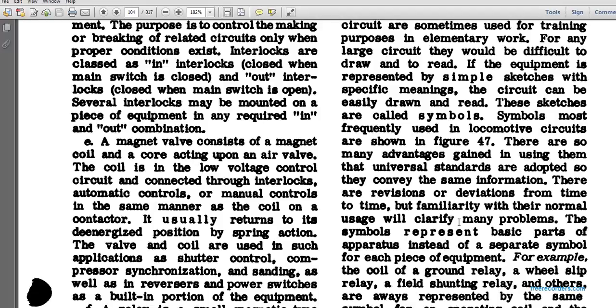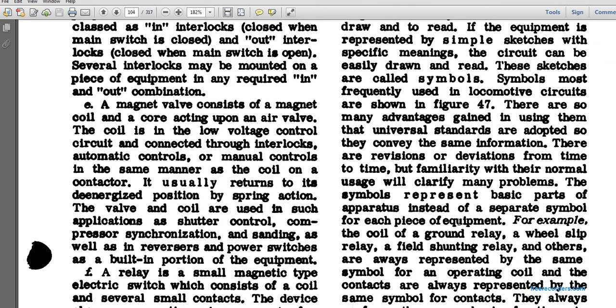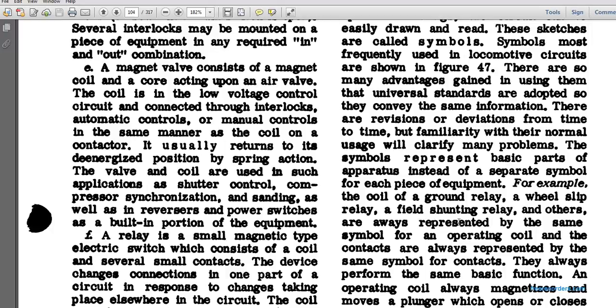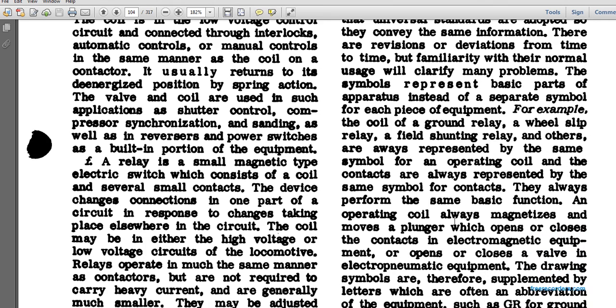For example, the coil of the ground relay, the wheel slippage relay, a field shunt relay, or other relays is always represented by the same symbol for the operating coil, or the same symbol for contacts. They always perform the same basic function, and operating coils are always magnetized. Moving the plunger, opening and closing the contacts on the electromagnetic equipment, opens and closes the valve.